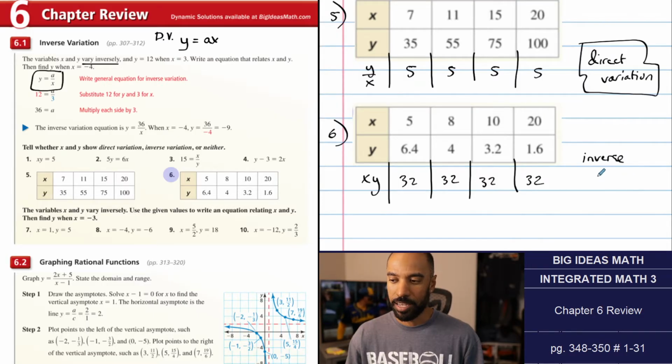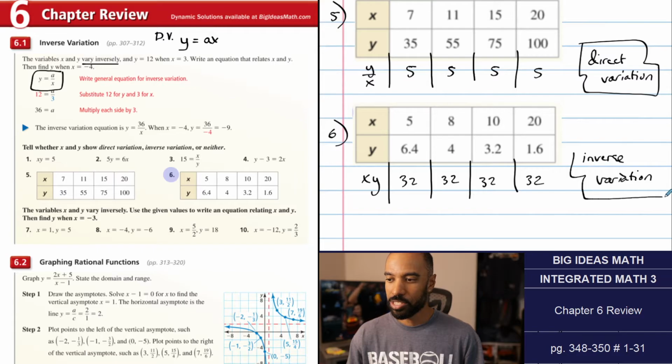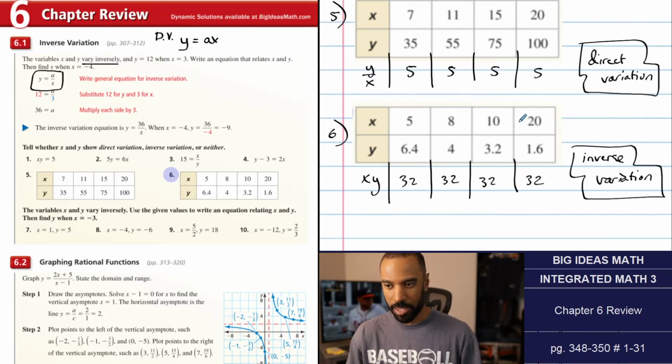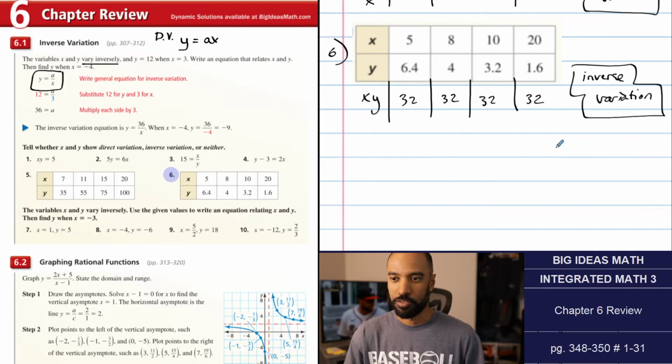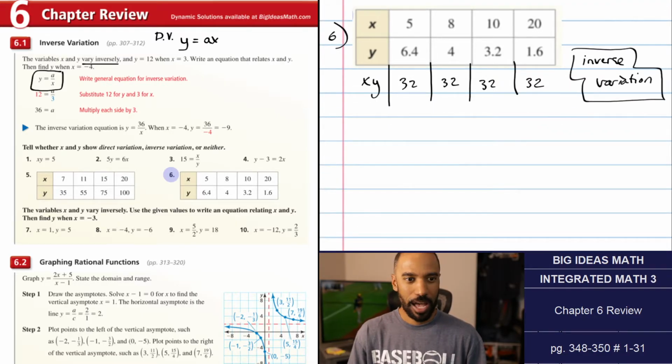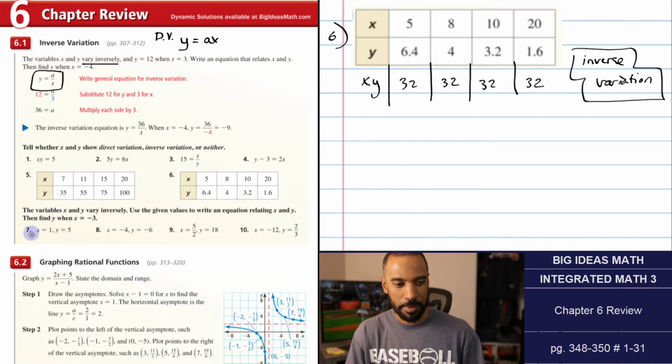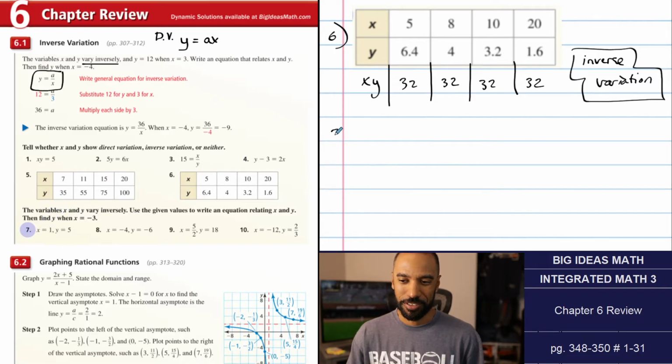Means you can divide, say, 32 by x, and you'll get your y value. 32 divided by 5 is 6.4. 32 divided by 8 is 4. Things like that, you have inverse variation on that. A lot of inverse variation with this whole thing. I mean, just, again, a third of the problems pretty much are inverse variation. That actually is the first surprise for me.